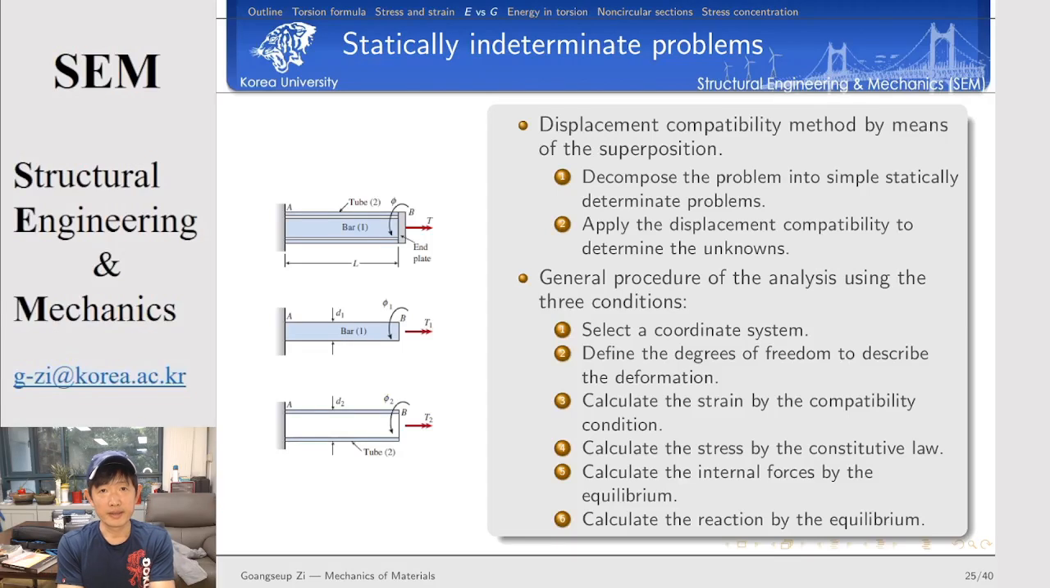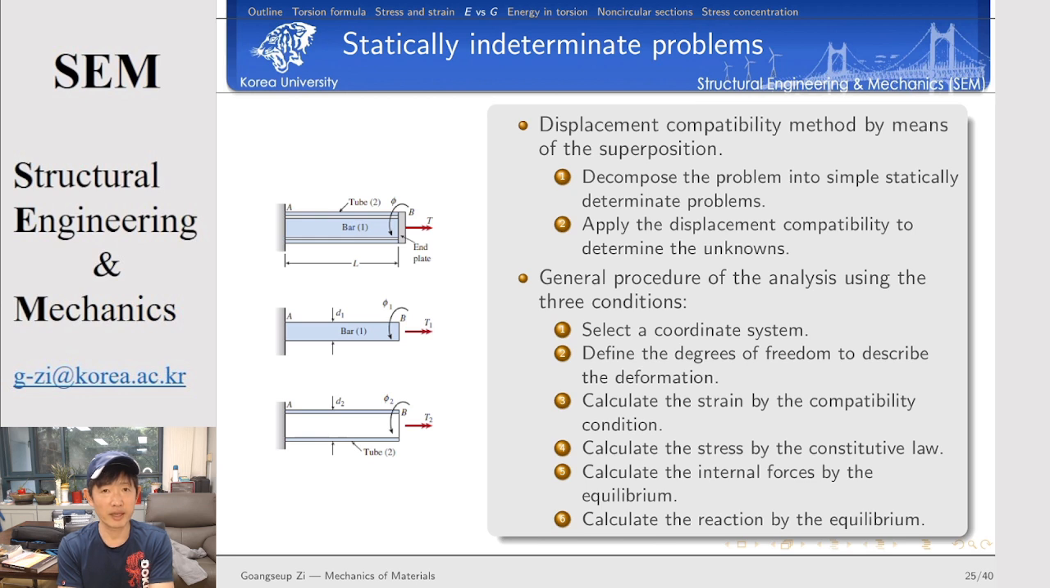Hello. It seems that not all the students understand the concept of statically indeterminate torsional problems. That's why I prepared these example problems with a little bit more examples. Okay, the problem was partially caused by the authors of the textbooks. They do not use different notations to explain internal torsional moment and the external torsional moment.